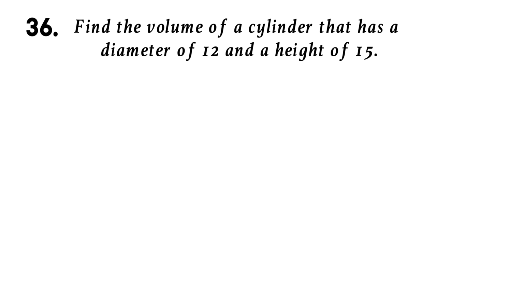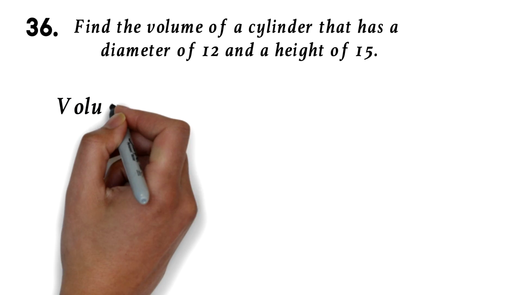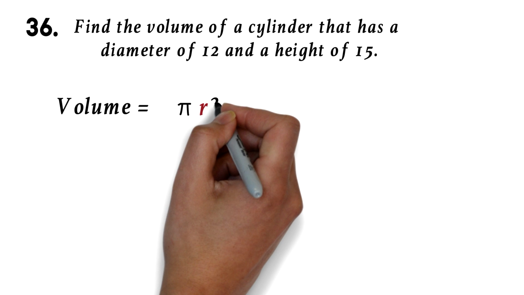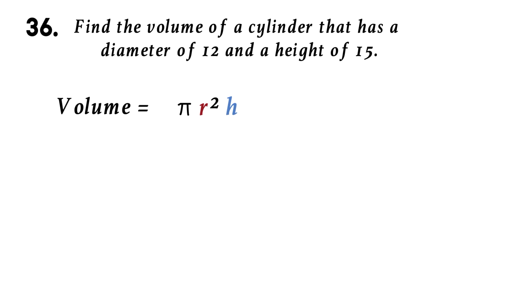Question 36. Find the volume of a cylinder that has a diameter of 12 and a height of 15. The formula for finding the volume of a cylinder is pi r squared h, where r is the radius and h is the height. A lot of the GED geometry questions are just formula work. The values you are given might not match the formula, so you will have to do a little work.